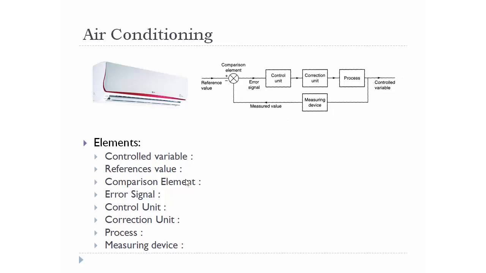This is the first example. AC, air conditioning. What is the control variable? What is the reference value? What is the comparison element? Okay. All of the components, what are they? Try to think about it first.